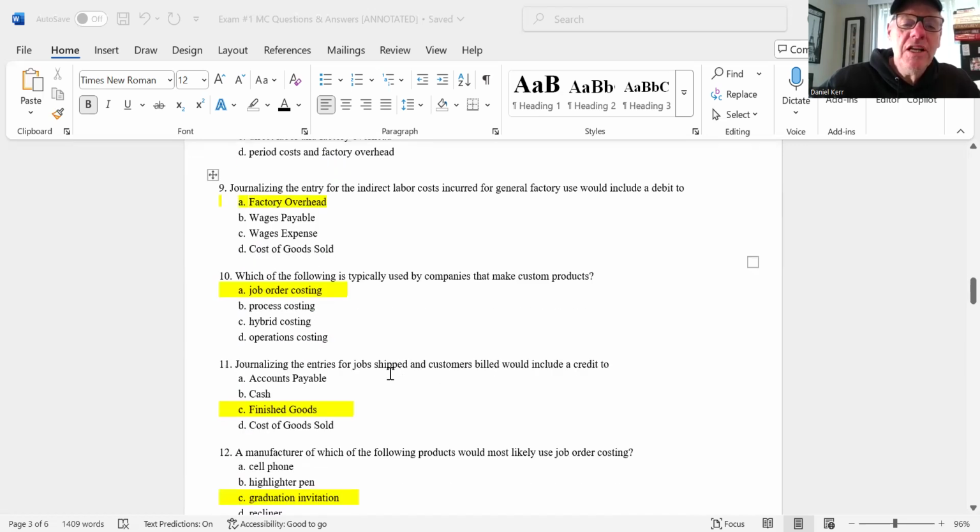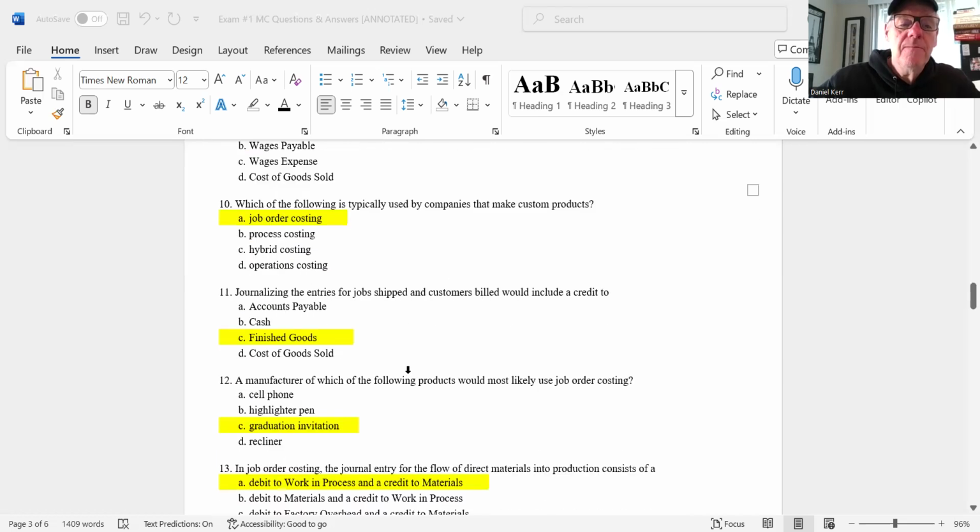Number 10, journalizing the entries for jobs shipped to customers billed would include a credit to. So when you actually ship out merchandise, you're going to debit cost of goods sold, and you're going to credit finished goods. So think of what the journal entry would be, and then go looking for it. And they say journalizing the entries would include a credit to. The answer there would be C, finished goods.